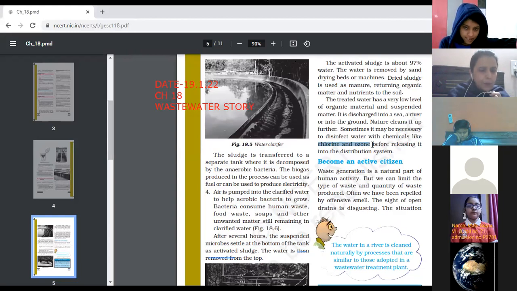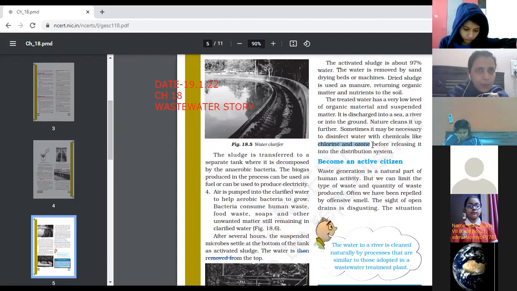Again, you can get a question of 1 or 2 marks. Which disinfectants, or which chemicals, are added to water to clarify it? Disinfectant, that is chlorine and ozone. So children, this is the whole process of the WWTP plant.